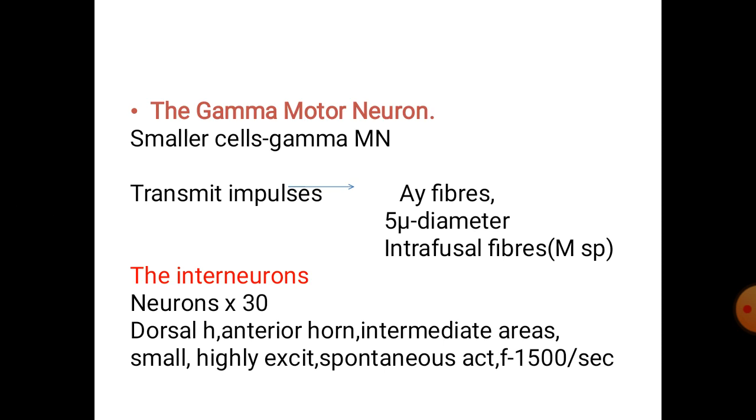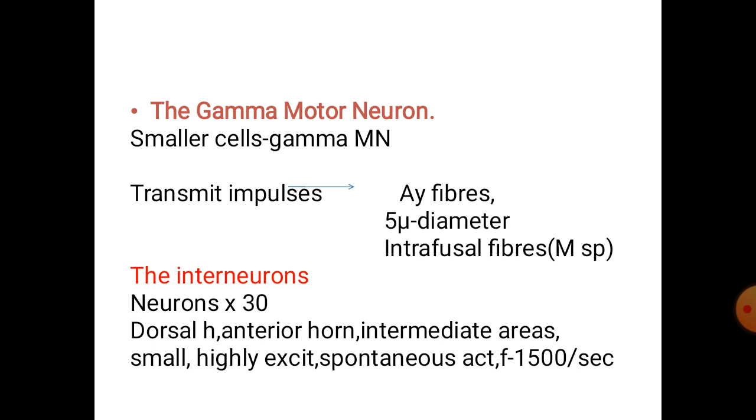The second type of cells present in the anterior horn are gamma motor neurons. These cells are much smaller and are called gamma motor neurons. They transfer impulses through A gamma fibers to the intrafusal muscle fibers. These fibers have a diameter of 5 micron and supply the intrafusal fibers in the muscle spindles.